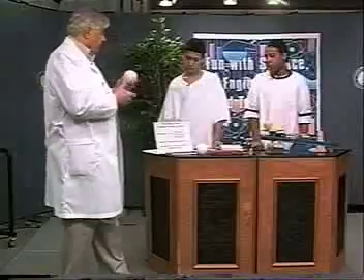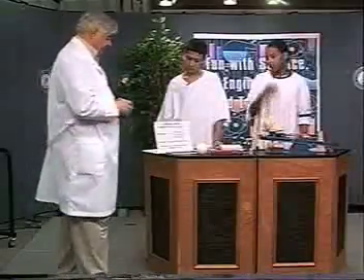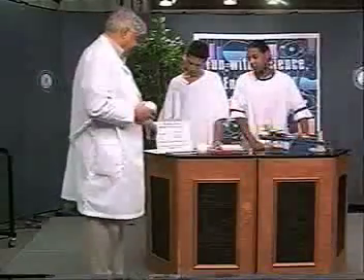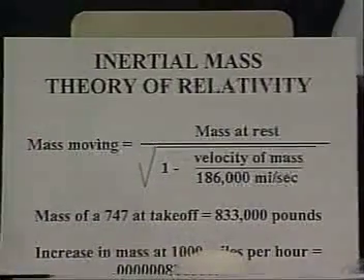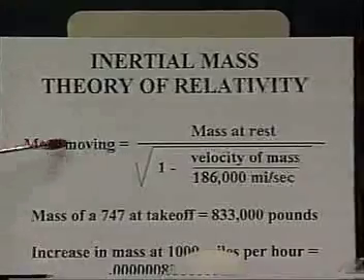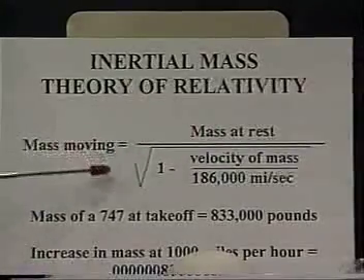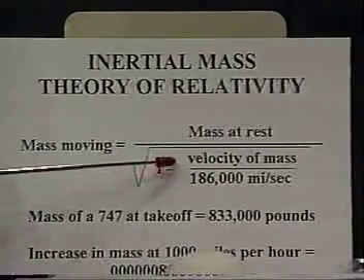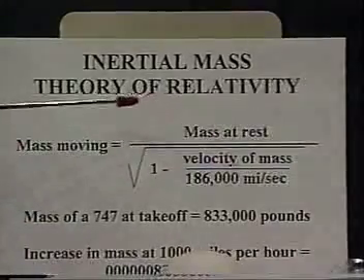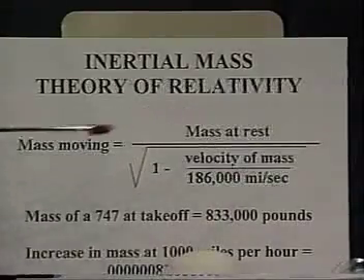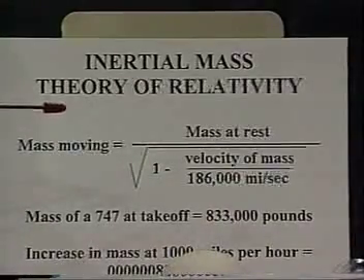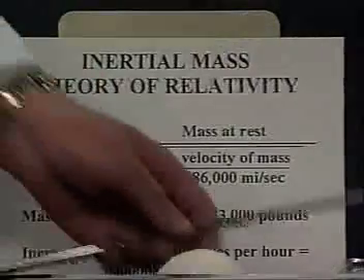It's called relativistic mass because it's moving. The formula from the theory of relativity is that the moving mass is equal to the mass at rest divided by the square root of 1 minus the velocity of the mass, in other words how fast it's traveling, squared, divided by the speed of light, 186,000 miles per second, squared. That's really fast. This is the speed of light.